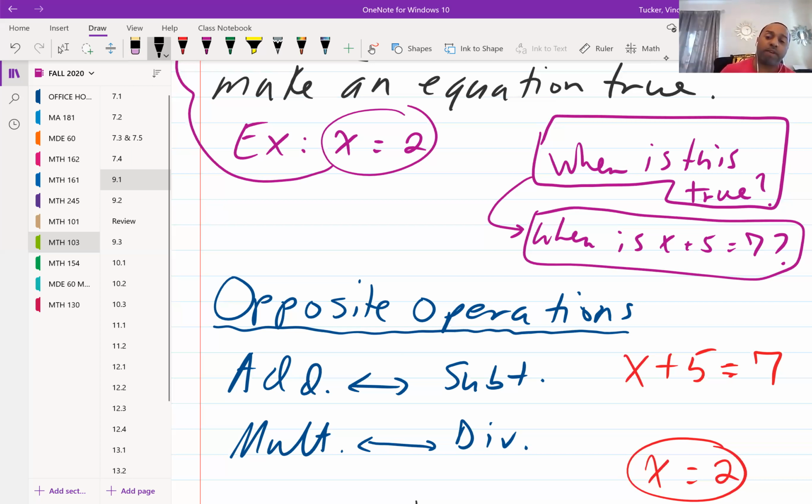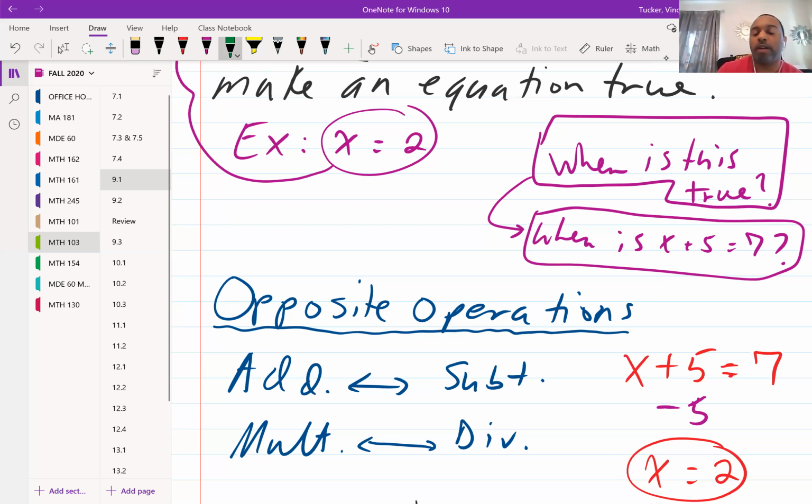So we have x plus 5 equal to 7, going back to that original equation. If I want to undo that addition of 5, I need to subtract 5.